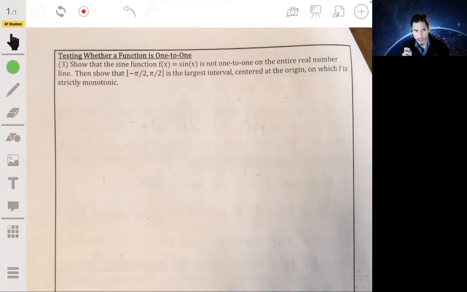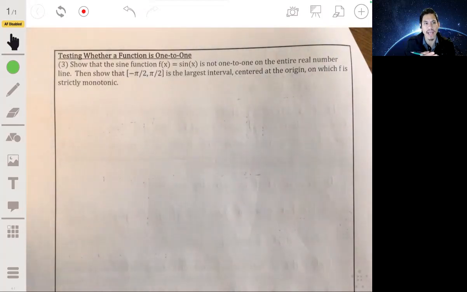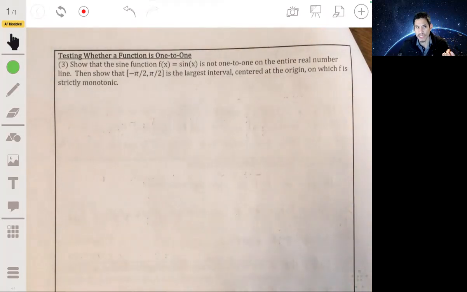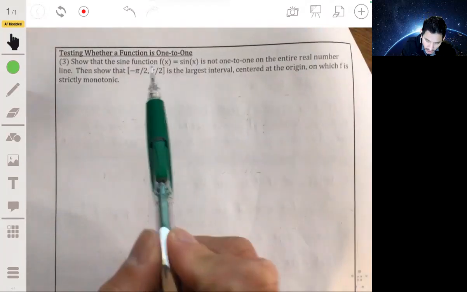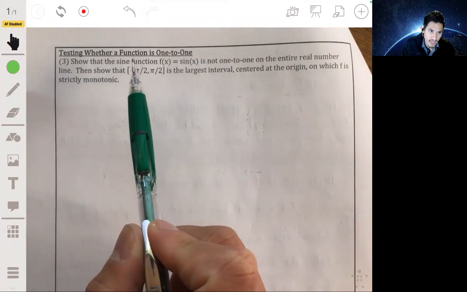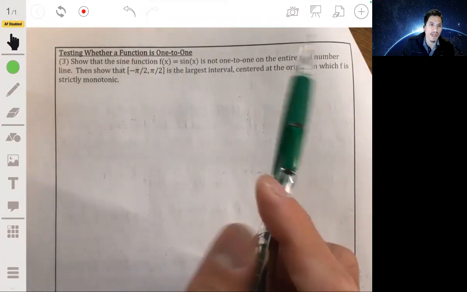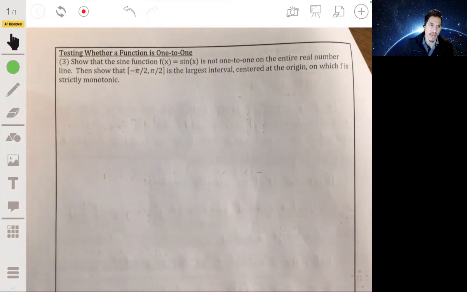Okay, so now in this video, we're going to go over what we can do when we have a function that's not one-to-one and how we can make it one-to-one and why it's important for inverse functions that this be the case. So let's look at this common trig function, the sine function, and let's first start off by showing that it's not one-to-one on its entire domain.